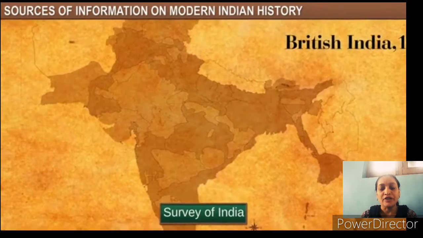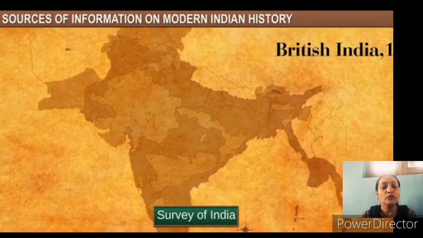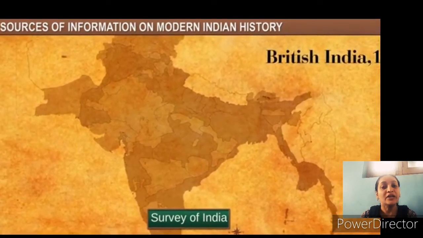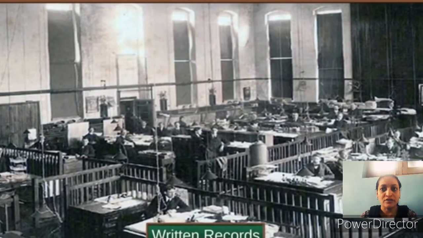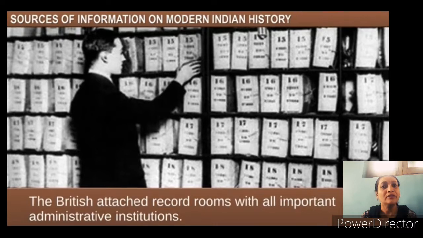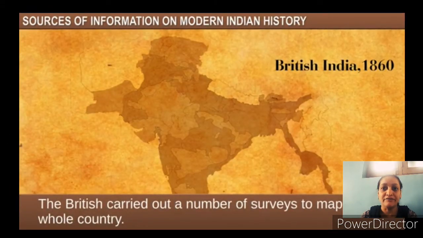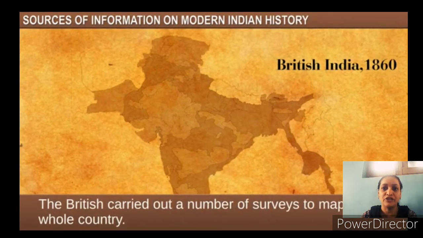So in the last session we learned about how we know about history. Today in this session we are going to learn about how the British conducted surveys. Apart from writing records and building record rooms, the British did another important thing, which is conducting surveys. It was a common act under the colonial administration.